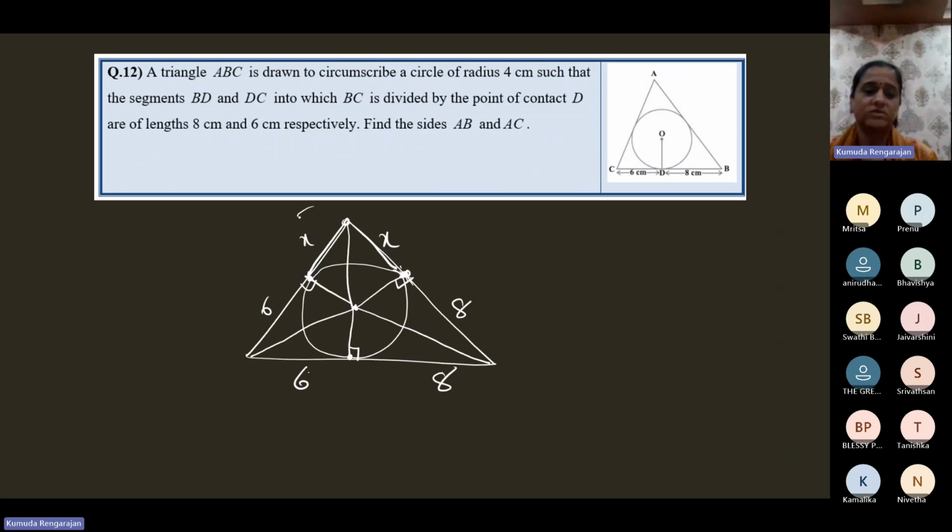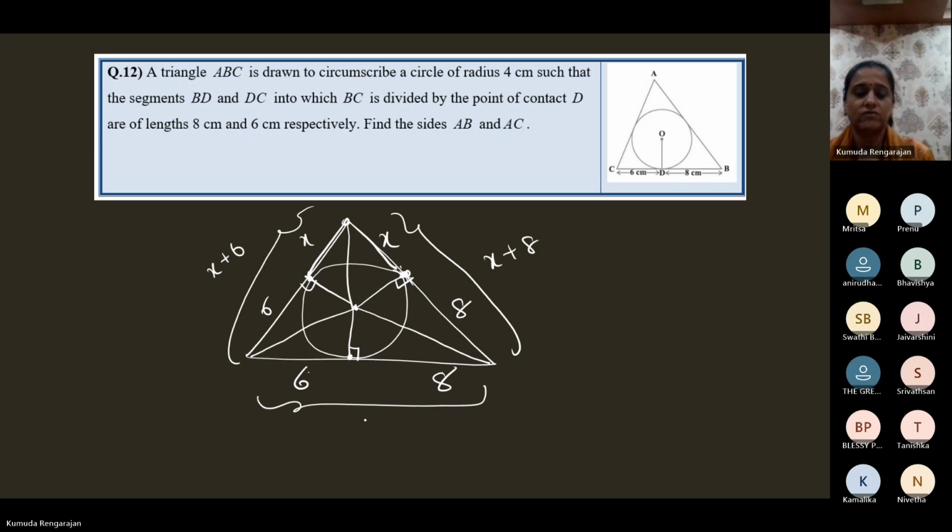So this side becomes x plus 6. This side is x plus 8. And this one is 14. The radius is given, 4.